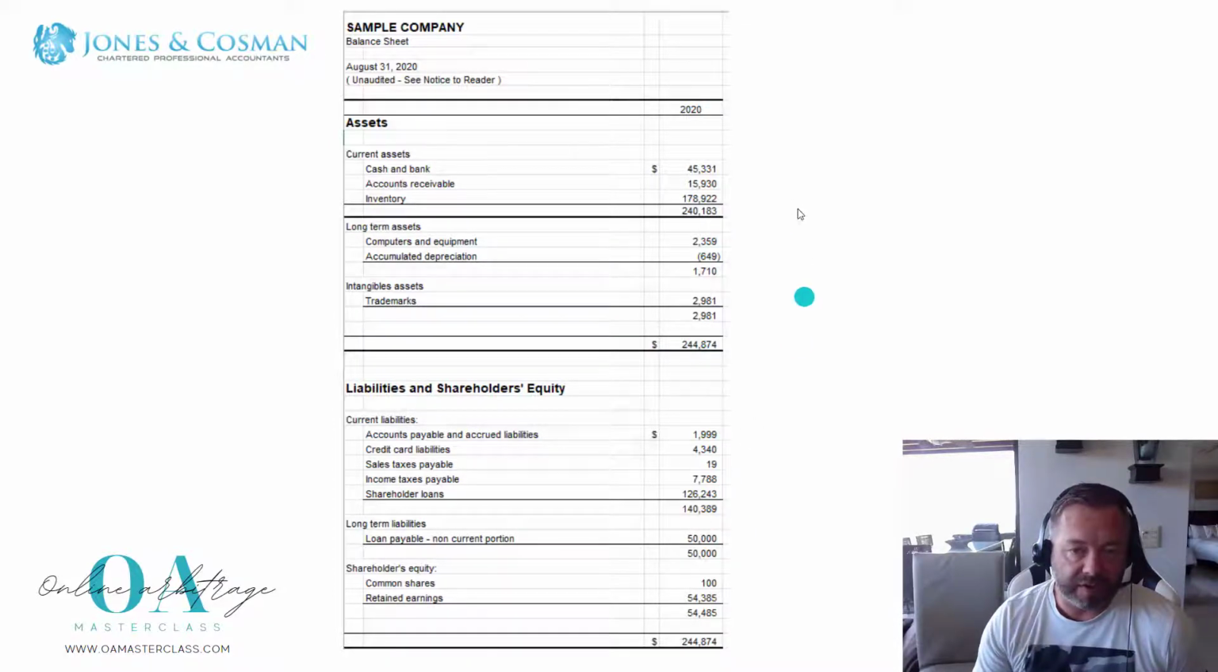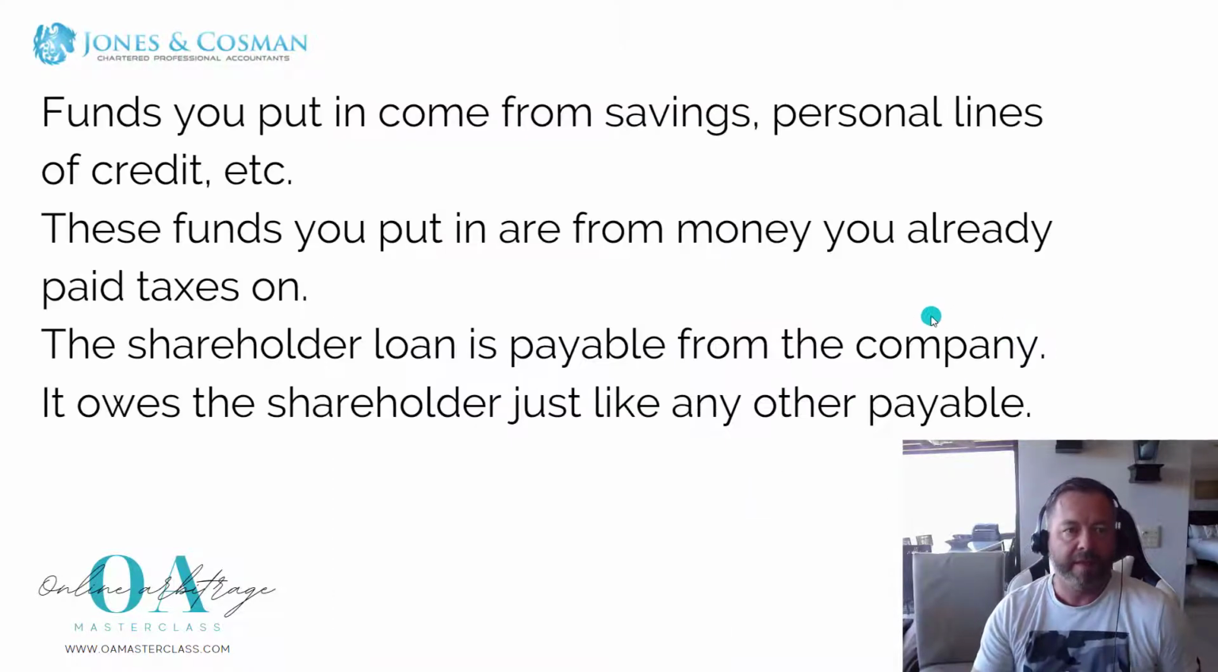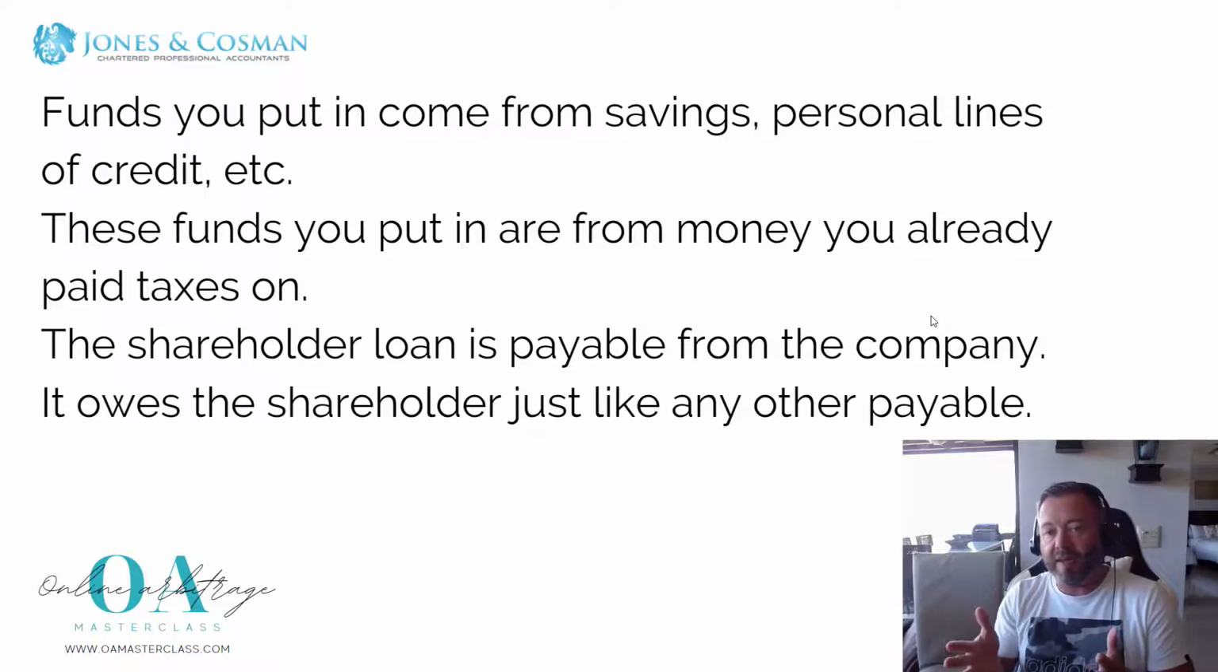If all of a sudden the shareholder said, I'm going to take out $45,000 and the cash is going to go down, you can then just decrease this loan by $45,000 as you're taking it out. Funds you put into this company come from savings, personal lines of credit, whatever. Those funds are money that you already paid tax on. Let's say you had a job, you're earning salary and paying tax on that, and you've got a little bit of savings, like $5,000 or $10,000. You've already paid tax. That's after-tax earnings. So you loan that to the company, put that in as a shareholder loan. Then, as there's money available, you can start to take that out.